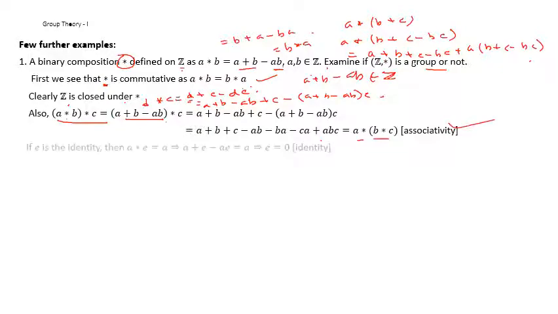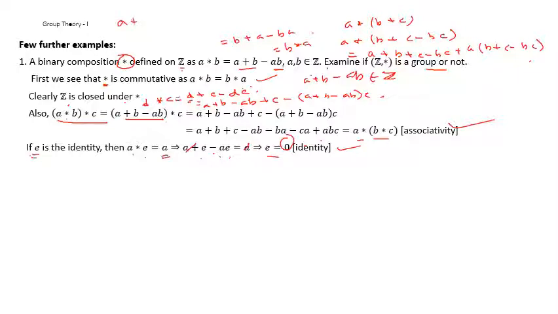So associativity is true. আমরা যদি E টাকে identity ধরে নিই, then A star E equal to A from the property of identity. That means A plus E minus AE is A. So this means A cancels out, E into 1 minus A equal to 0. That means E equal to 0. So 0 is actually the identity.